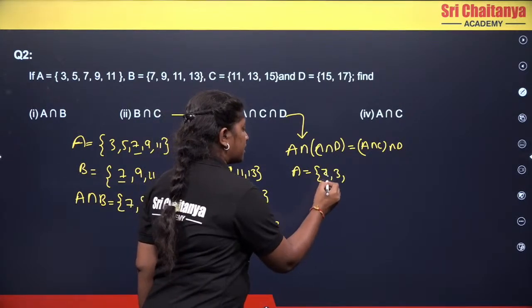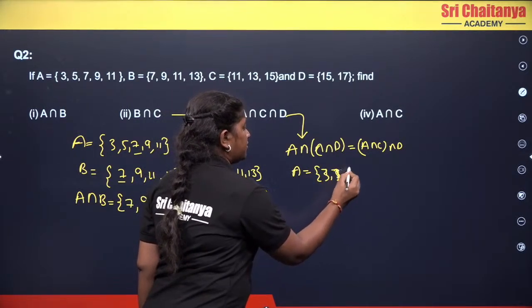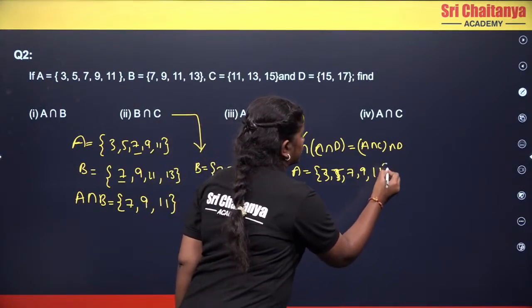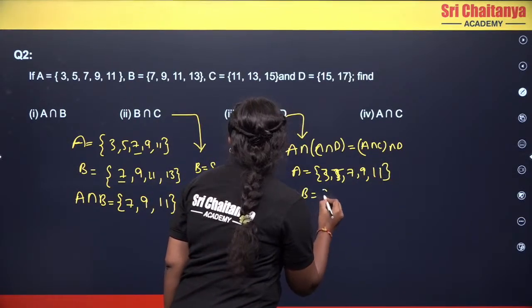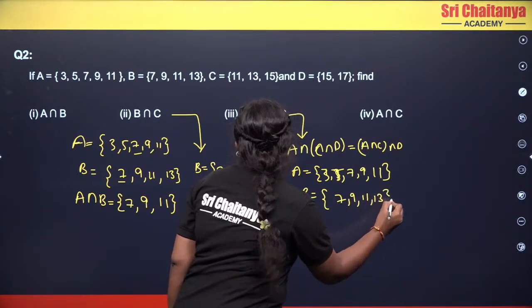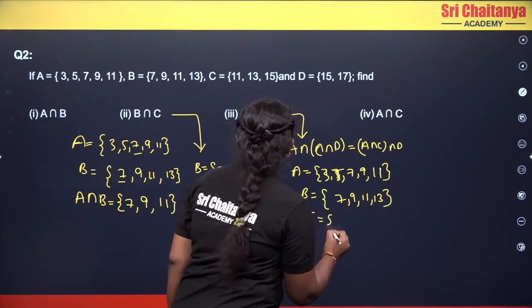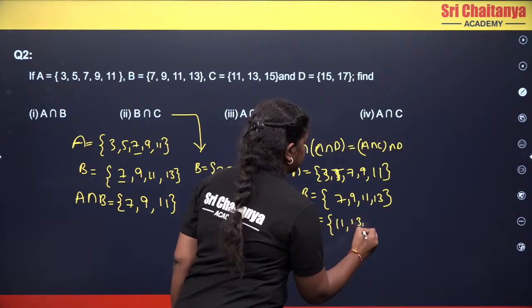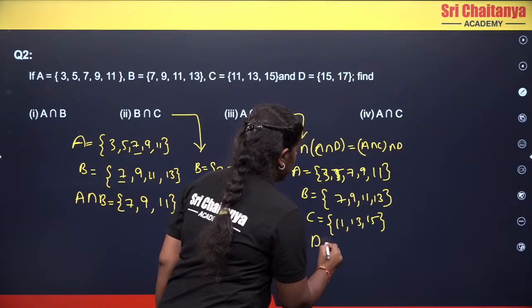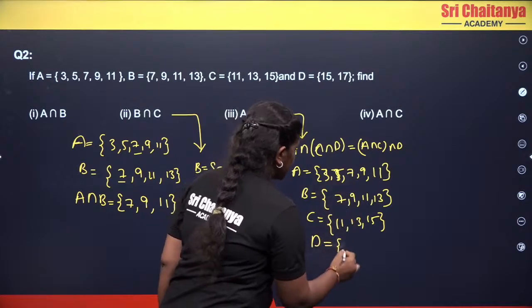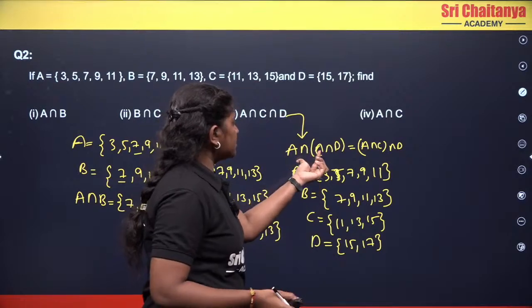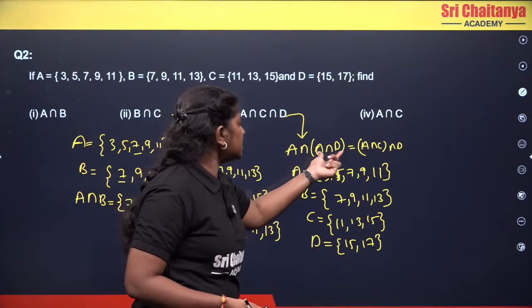So we are not having 1, so A is the set of 3, 5, 7, 9 and 11, and B is the set of 7, 9, 11 and 13, and C is the set of 11, 13 and 15, and we need the D also, so let's take D also. So D will become 15 and 17. So if I am taking my LHS, it will be A intersection of C intersection D.